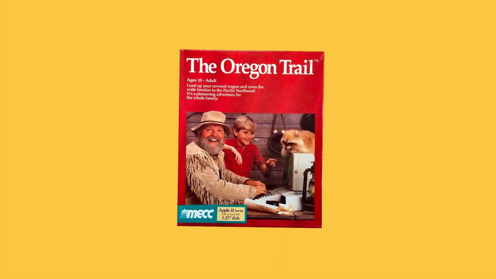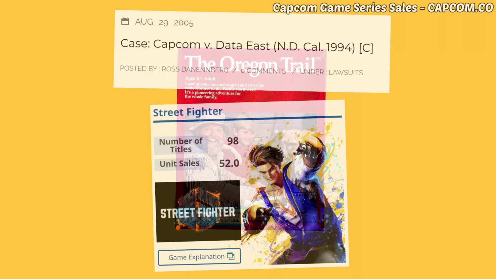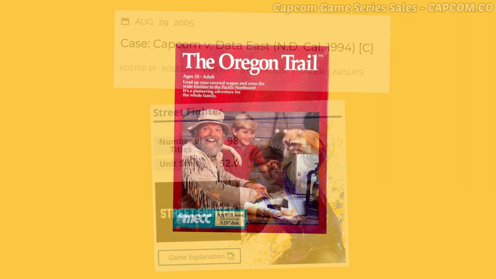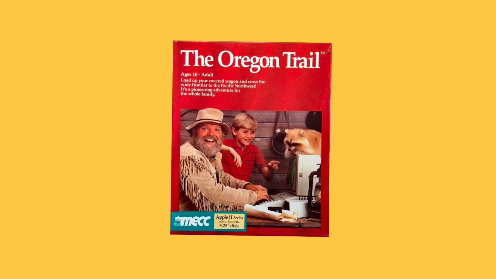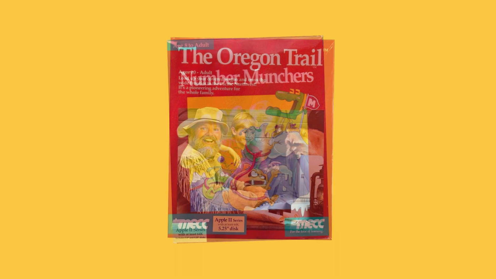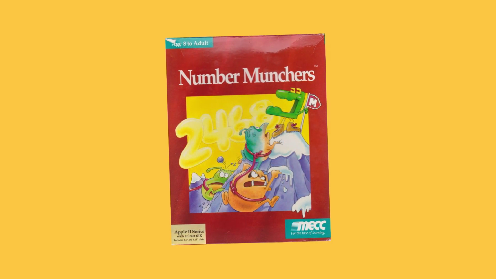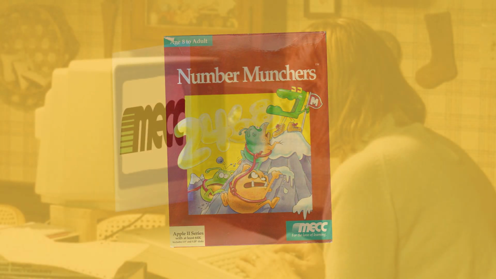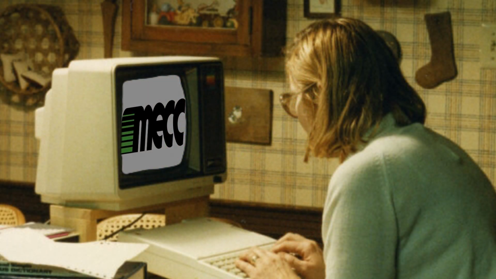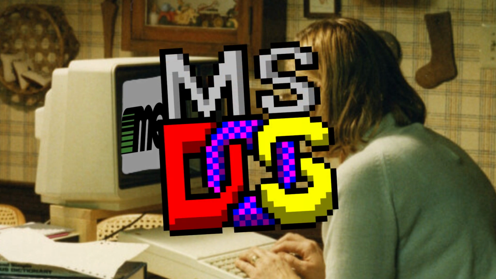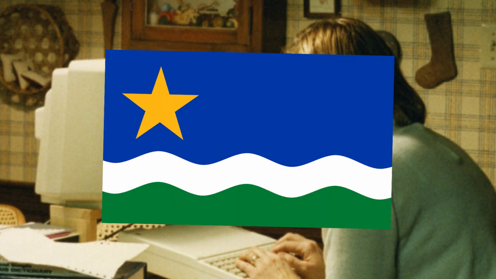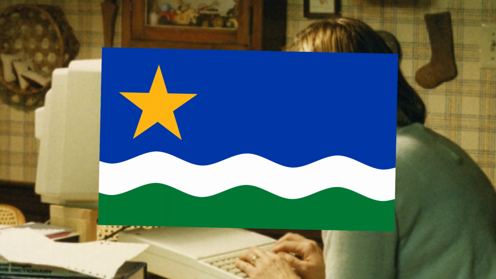Even before the Oregon Trail would go on to outsell the Street Fighter franchise, it had become a household name. Or schoolhold name, I guess. But Mech had also sold millions and millions of other products by the early 90s, and were looking to further expand their reach into that home market for realsies, as well as make games compatible with the hottest and newest computers at the time.